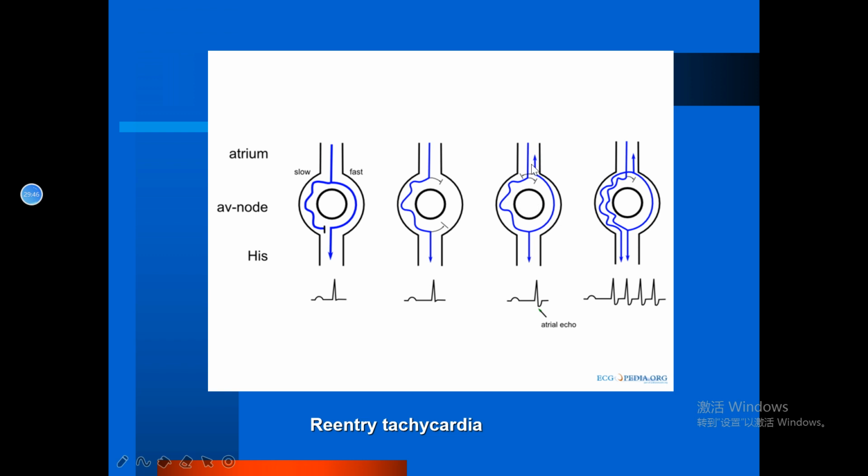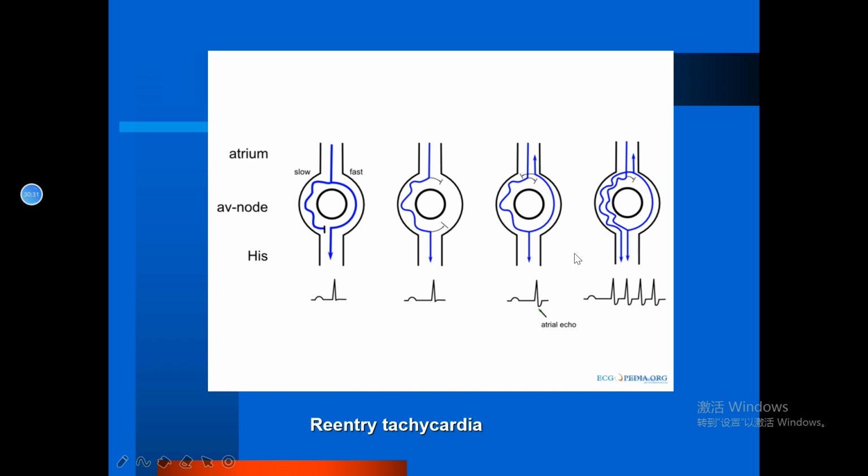But if a potential comes from the top to the bottom through the slow path, and then it can go back through the fast path to the top, what would happen? Okay, it has a normal P wave, a long PR interval, a QS complex, and very importantly, it has an atrial echo. That is an atrial wave here, because some potential can go back from the bottom to the top, right? So it has an atrial echo here.